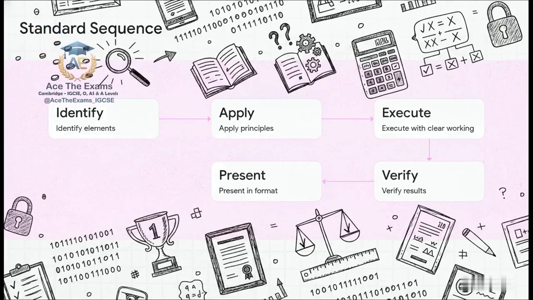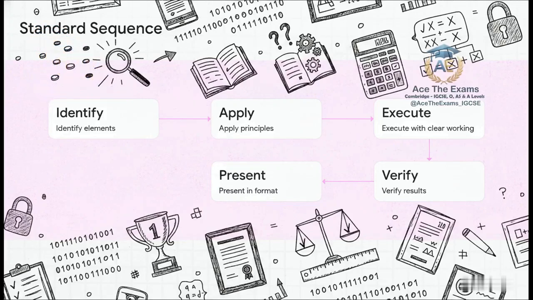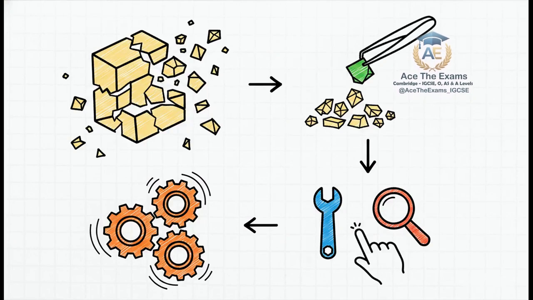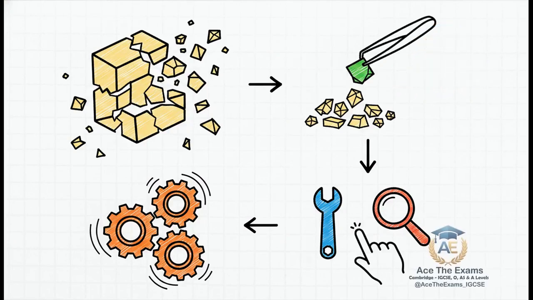This 5-step process is your anchor. When the exam anxiety hits, you just fall back on your training. Identify, apply, execute, verify, present. This builds right into what we call an algorithmic mindset. When facing a dense paragraph-long exam question, you must relentlessly deconstruct the prompt.